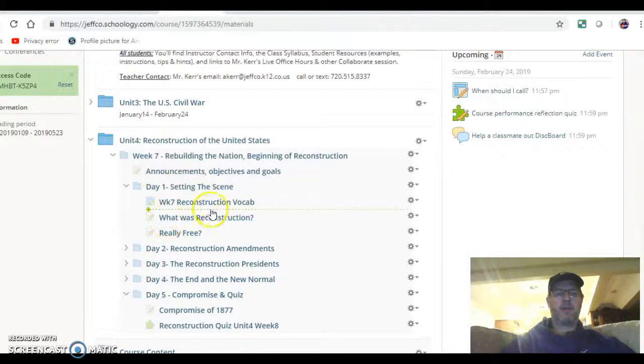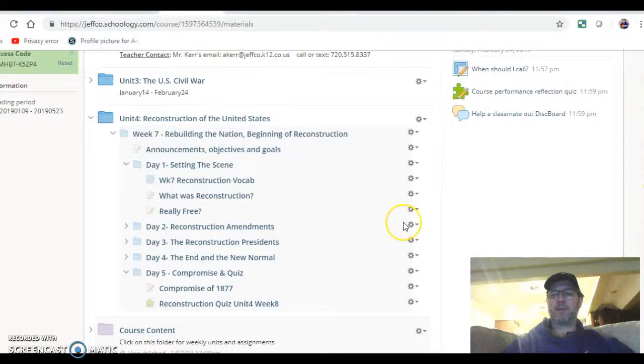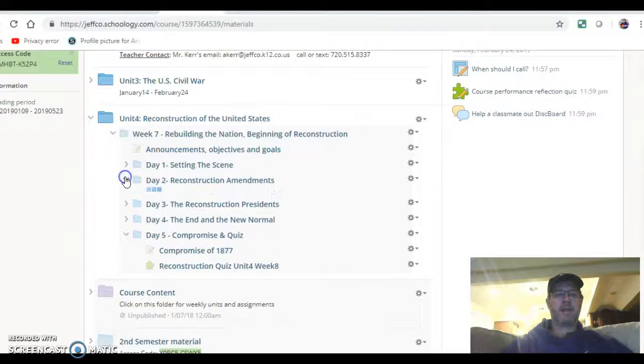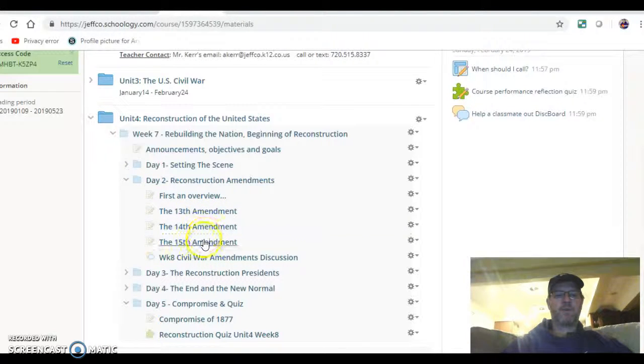But as we go through, Day 1, we do have 10 vocab words that I'd like you to go over and do as we normally do, the 3 different things: the dictionary definition, your definition, and then a visual for the vocab word or term. We'll go through Reconstruction. Day 2, we will go over the 3 Civil War or Reconstruction Amendments. Again, that should say week 7, not week 8.